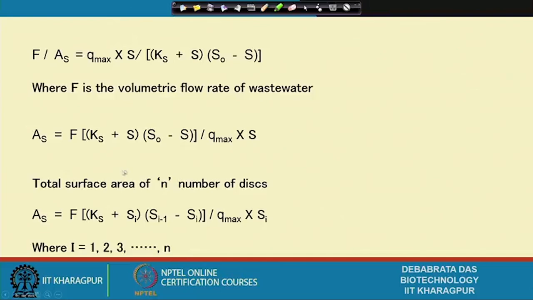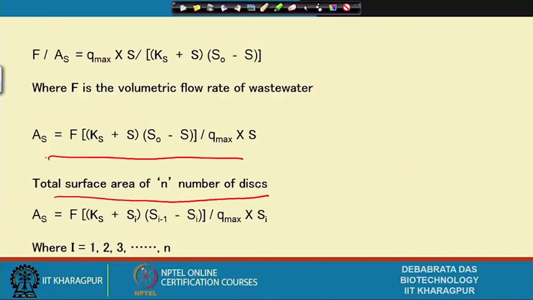So then we can write the equation in this form, that is A is equal to like this and this, and total surface area, with n number of discs there. So we can write a generalized equation: F into (Ks plus Si) (Si-1 minus Si) by Q max Si. Here i stands for 1, 2, 3, 4, up to n. This is how we can find out the total wetted area, because this wetted area is responsible for carrying out the reaction.